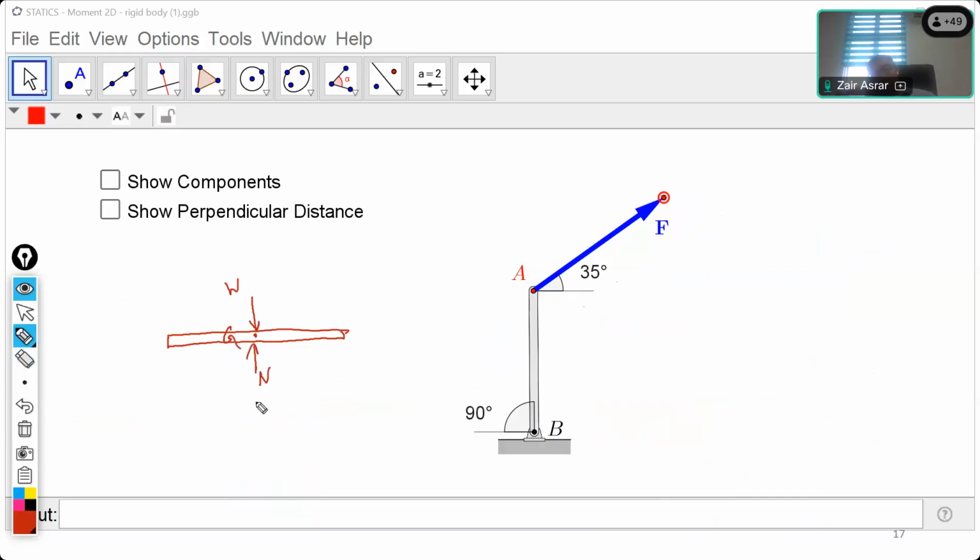So in this case, the line of weight and normal force will be the same. So in this case, summation of force equals 0, summation of moment also equals 0. Okay, pretty straightforward.